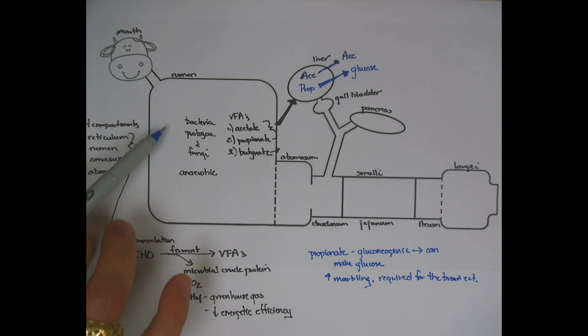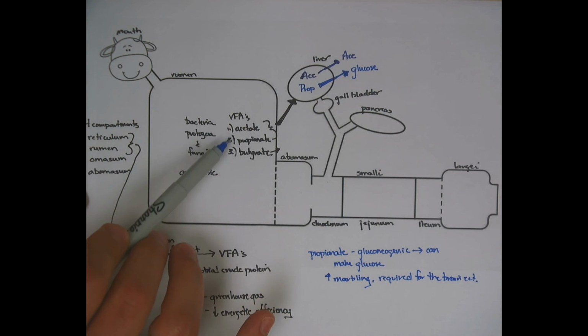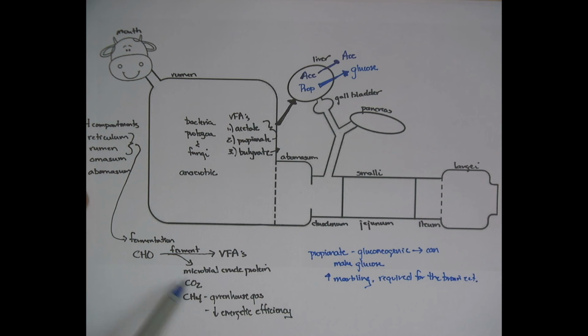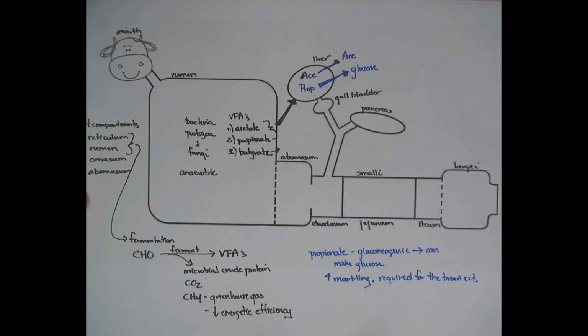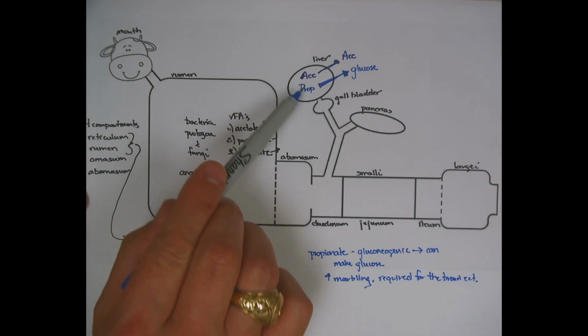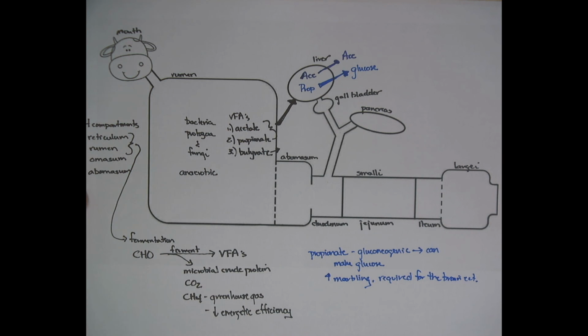They're going to occur by bacteria, protozoa, and fungi. We're going to produce acetate, propionate, and butyrate, as well as some microbial crude protein, CO2, and methane. And the VFAs are going to go to the liver, with acetate and propionate primarily going to the liver. Some butyrate will go there as well.